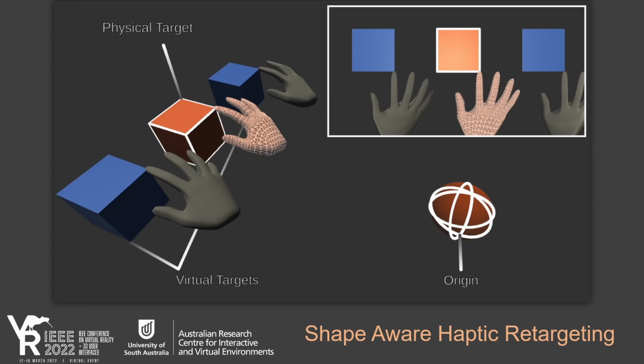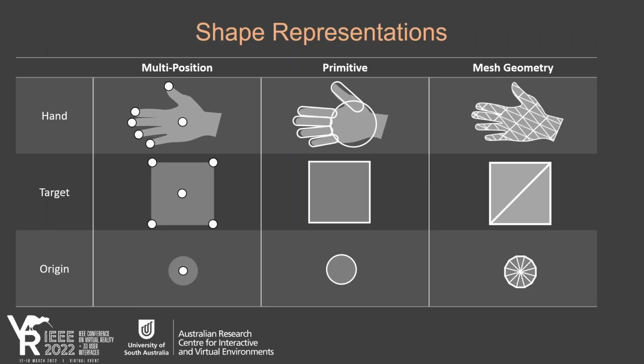We generalize the distance calculation in state-of-the-art haptic retargeting to consider the shortest distance from any hand representation to any target representation and to any origin representation. We formulated 3 shape approximations that can represent the physical hand, target, and origin with varying degrees of accuracy. These approximations are multi-position, primitive, and mesh geometry. They could take other forms, but critically we must be able to compute the shortest distance between them.